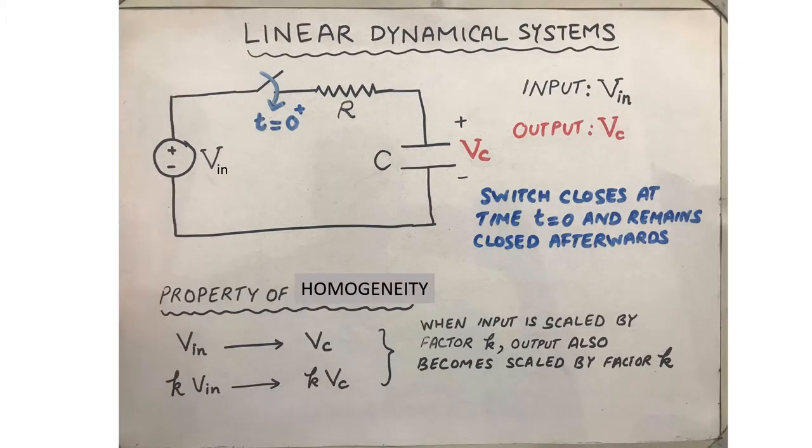And this brings us to the first property of the linear system, known as the property of homogeneity. This property says that if the input Vin gives you an output Vc, then scaling the input by some constant factor K gives you the output, which is also scaled by the same constant factor K.